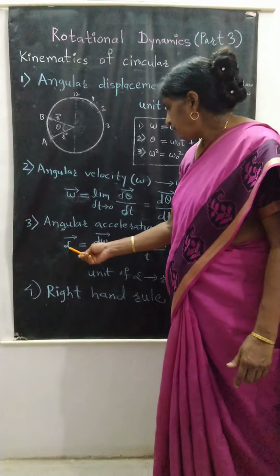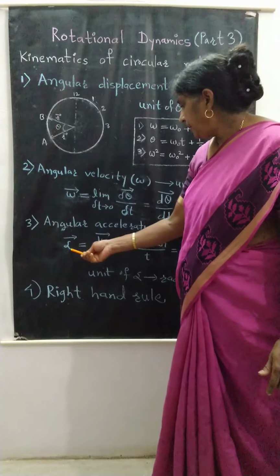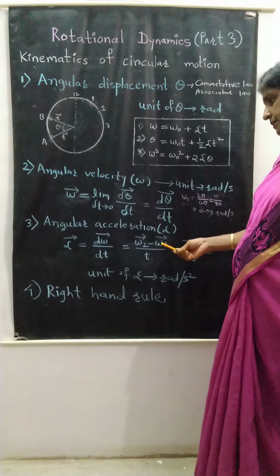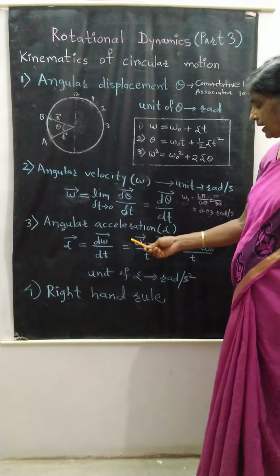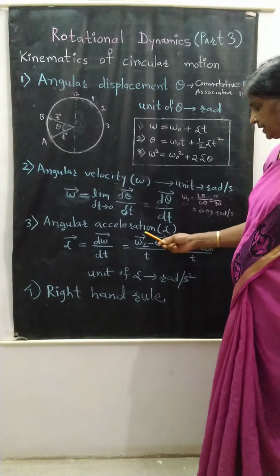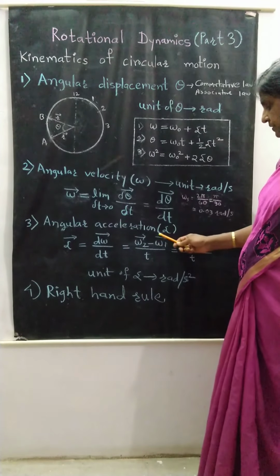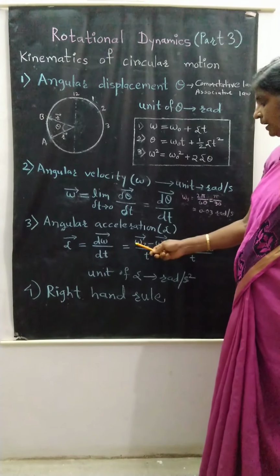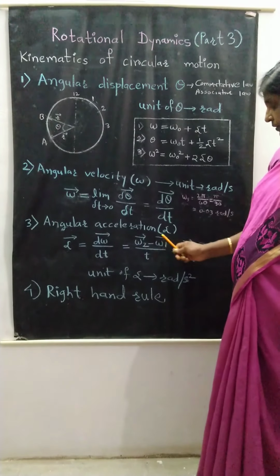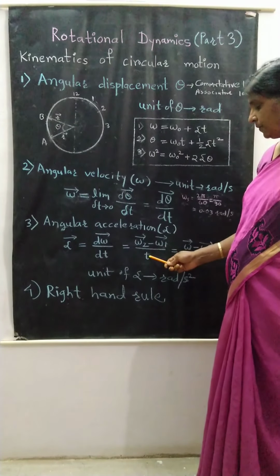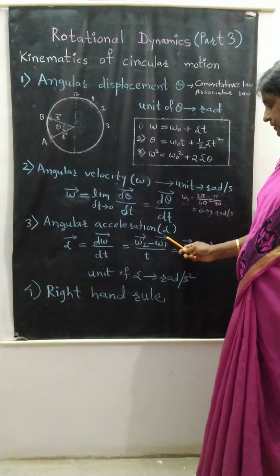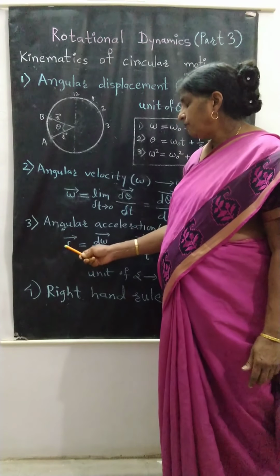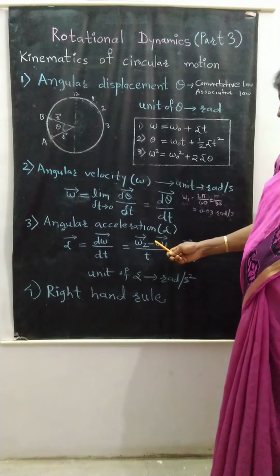The direction of this alpha will be along the direction of omega if omega is increasing. Here, suppose omega 2 is greater, meaning the final velocity is greater than the initial velocity omega 1. Then this numerator will be a positive quantity. This positive quantity divided by time will again result in a positive quantity. In this case, the direction of alpha will be the same as the direction of omega.